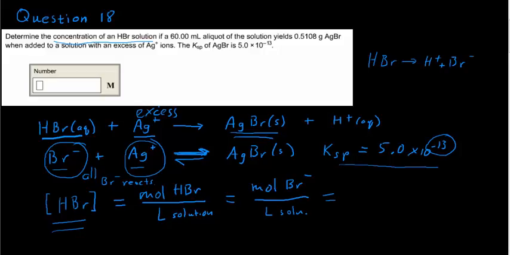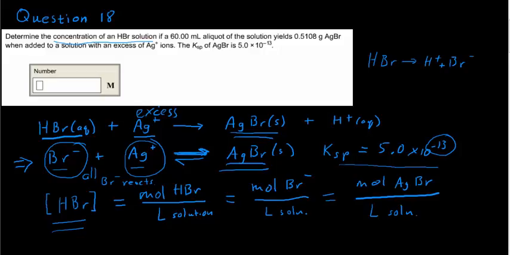It also turns out from the stoichiometry of this reaction right here that we have 1 mole of silver that reacts with 1 mole of bromide that we have. So the moles of bromide are going to equal the moles of silver bromide that we formed, right? So for every mole of bromide that we have, we're going to make 1 mole of silver bromide as a product. So the concentration will equal moles of silver bromide divided by liters of solution.